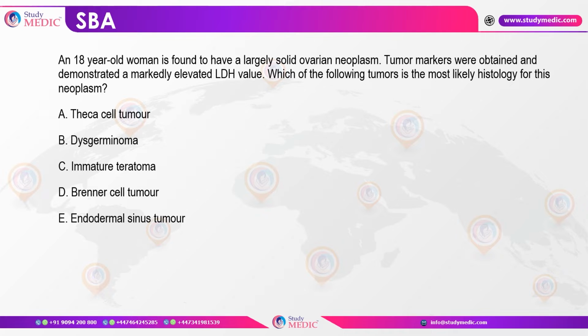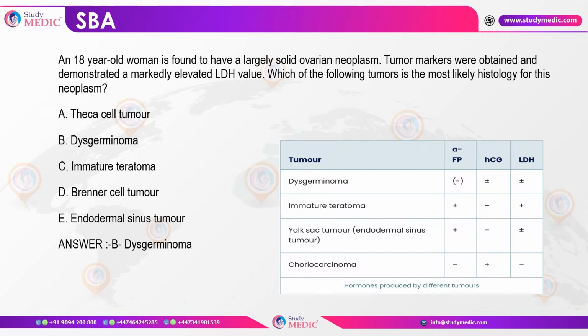Now remember, young age, solid ovarian tumor, LDH. The first thing that should come to your mind is a dysgerminoma. And as you guessed correctly, it's a dysgerminoma. So what are the tumor markers that are commonly done in the premenopausal age group?